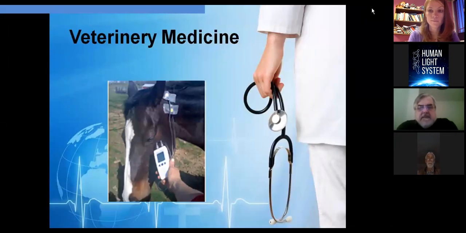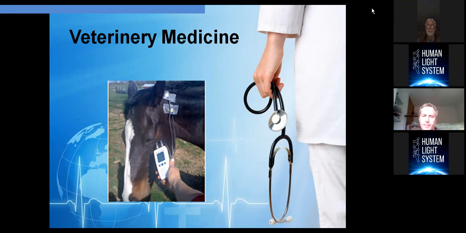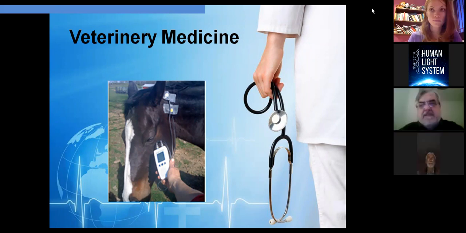Here you can see that the device is used in veterinary medicine too. The veterinary physicians use them mostly according to the rules of acupuncture. There's a field called animal acupuncture, and you can use the device in these fields of therapy too.